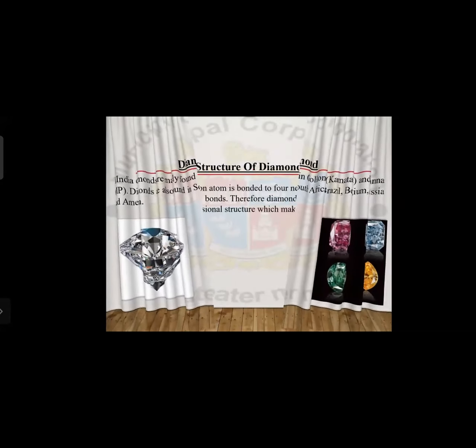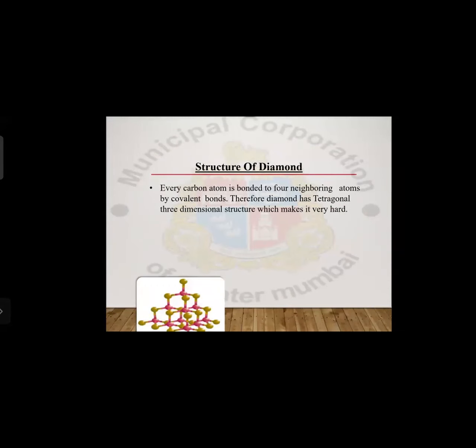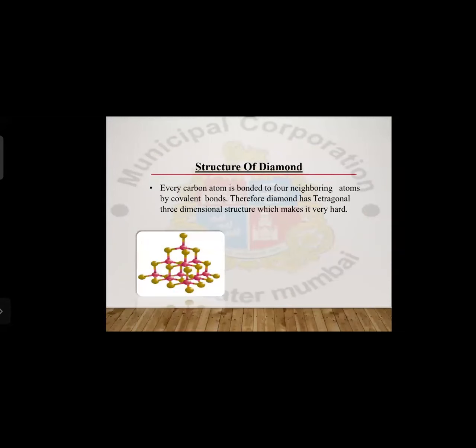Structure of diamond. Let us see how diamond is made. You can also see this in your textbook, page number 140. In diamond, every carbon atom is bonded to four neighboring atoms. Look at the center carbon. That center carbon has four carbon atoms around it. All those neighboring carbon atoms are bonded together by single covalent bonds. Therefore, diamond has a tetragonal, three-dimensional structure, which makes it very hard.